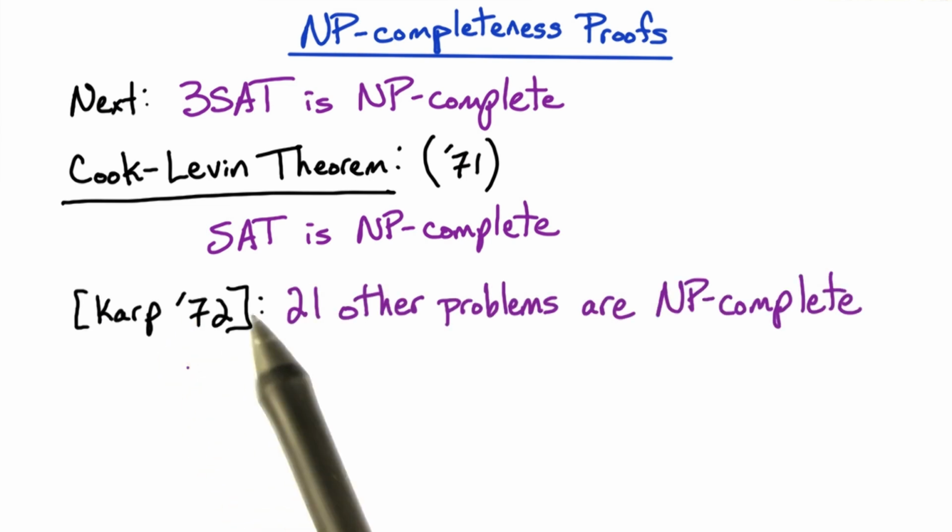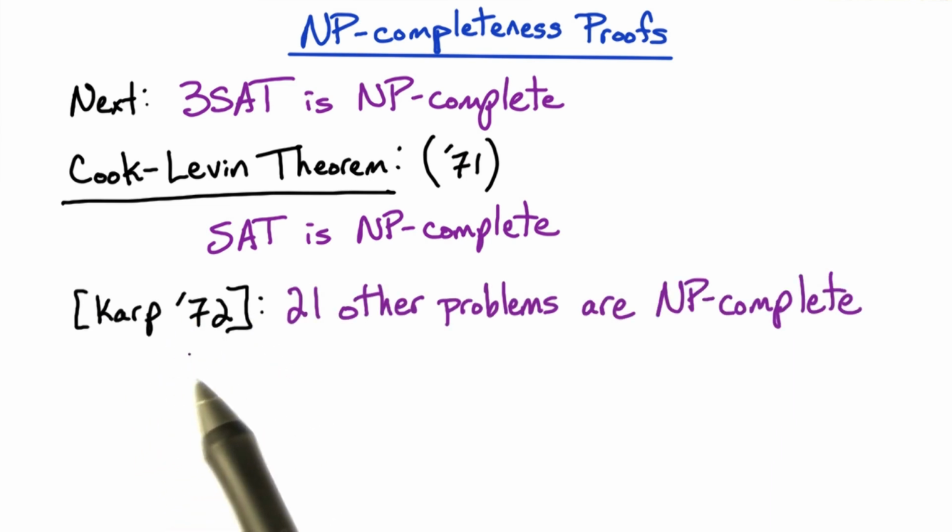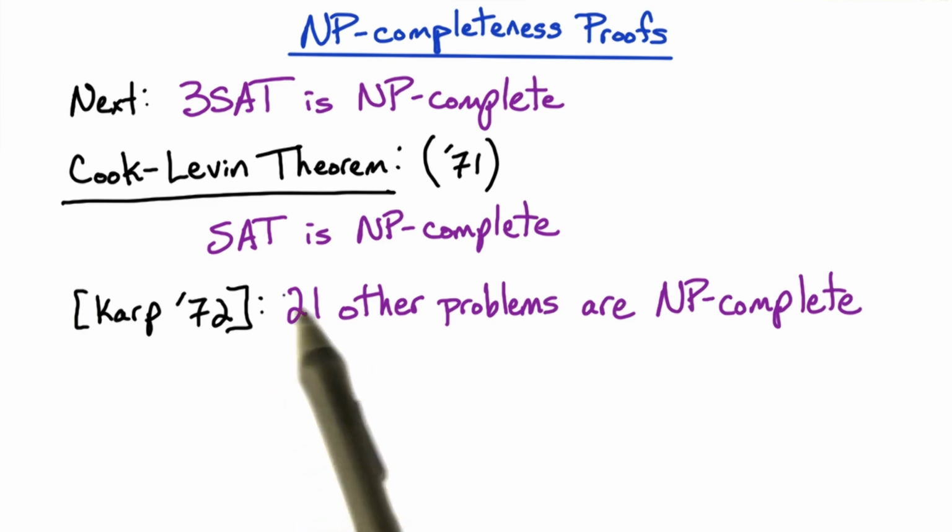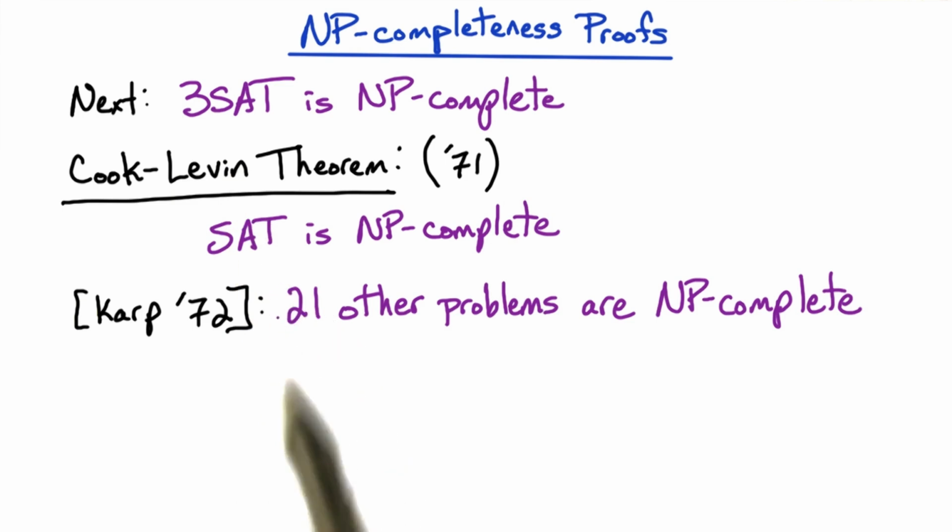Now after Stephen Cook published his paper, the importance of NP-completeness was highlighted by a paper by Dick Karp in 1972. He showed 21 other problems which were NP-complete. We're going to look at a few of these 21 in the next few lectures. We'll start with 3-SAT, which was one of the 21.